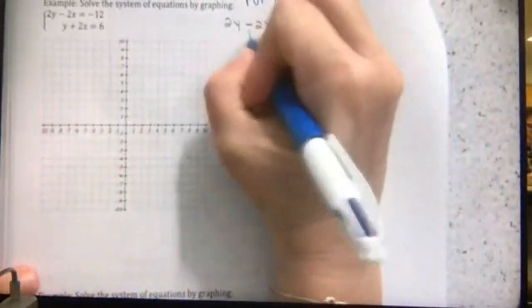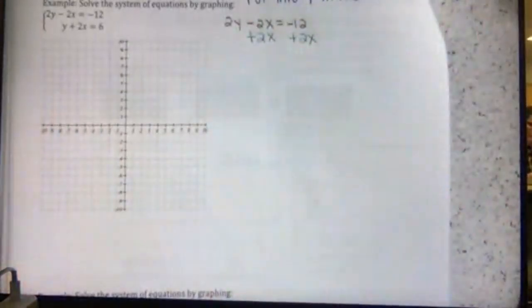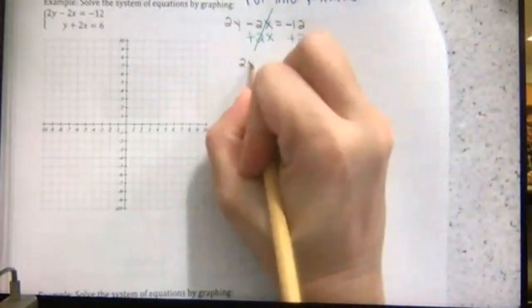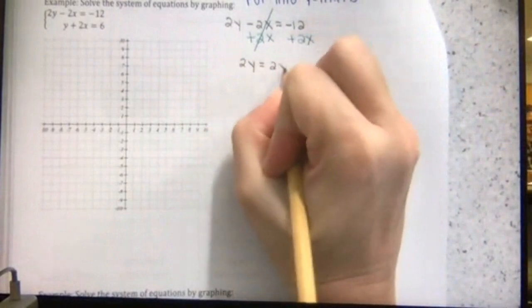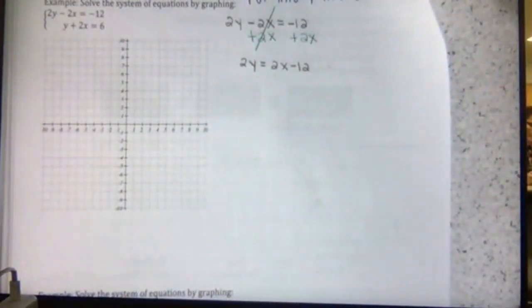If we have 2y minus 2x, let's move that negative 2x to the other side. Let's add 2x to both sides. That way negative 2x plus 2x cancels out. We're left with 2y equals 2x minus 12. Almost done.